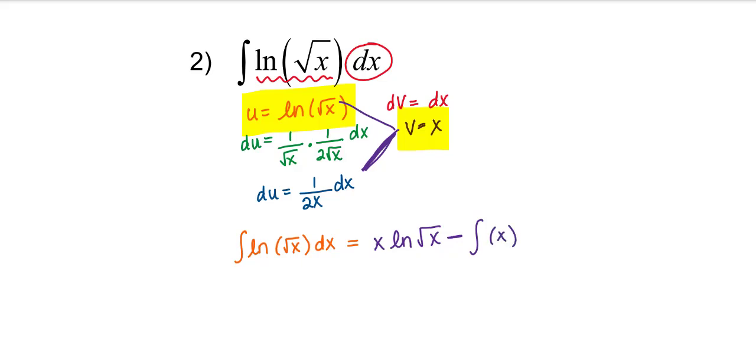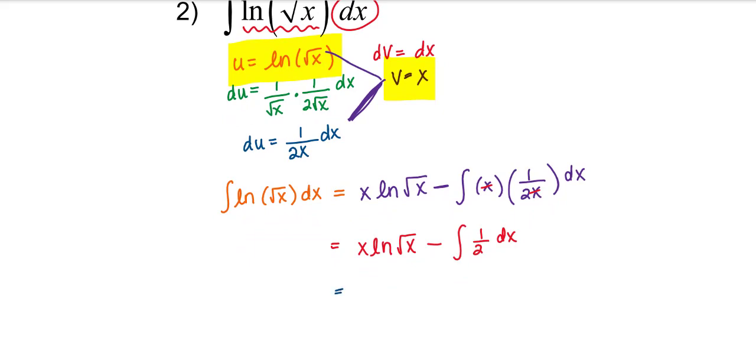v is x, du is 1 over 2x times dx. And again, I'm pretty convinced that I can integrate this with ease. So this will become x natural log square root of x minus the antiderivative. Those x's divide to 1. I'm really just integrating 1/2 dx. So then I integrate. So this whole thing is x natural log square root of x minus 1/2 x plus c.